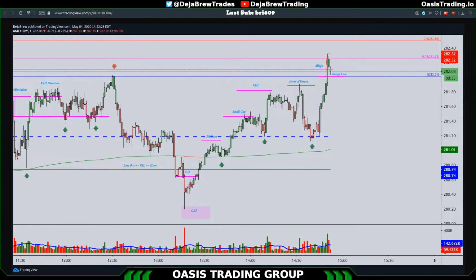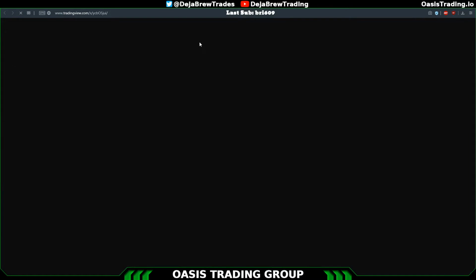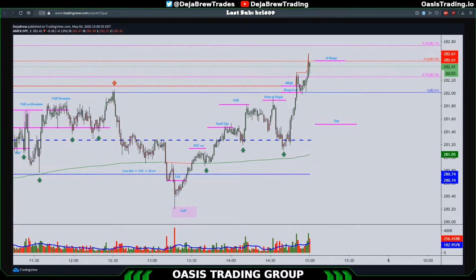And then we have the mid-range. We called out the mid-range here as the next target. And then you had the mid-range be hit there. And now we're basically up to speed.